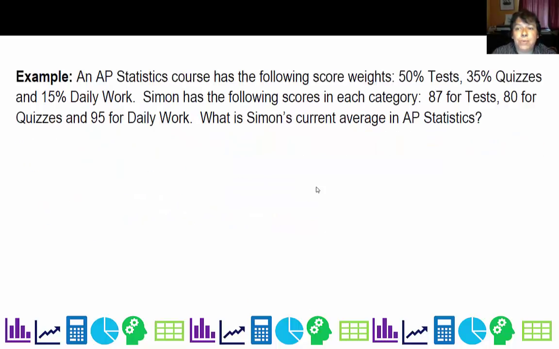As an example, let's say we have a student from an AP statistics course, and when I taught AP stats this last year, tests were weighted 50%, quizzes 35%, and daily work 15%. And that's how you're normally used to seeing weights, by the way, as percentages. So Simon has the following scores in each category. He's got an 87 on his tests, 80 for his quizzes, and 95 for the daily work. What is Simon's current average in AP statistics?